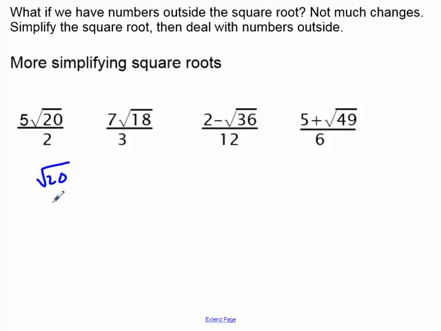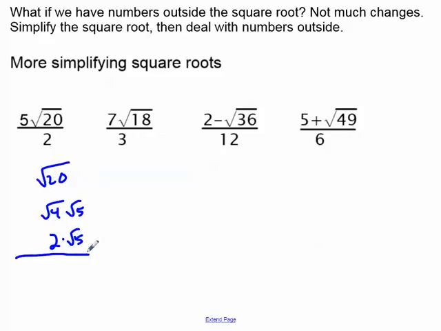Square root of 20, and I'm going to maybe simplify that. Square root of 20 is, let's see, I'm going to rewrite it as a perfect square times something else. Does 4 go into 20? Can 20 be rewritten as 4 times something? Yeah. Square root of 4, square root of 5. Square root of 4 is 2 times the square root of 5. So this square root of 20 is 2 square root of 5.